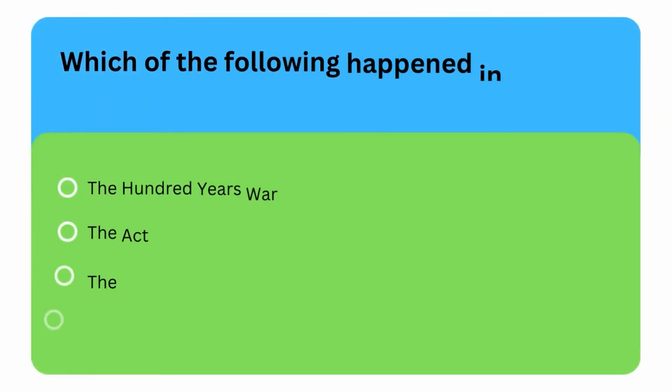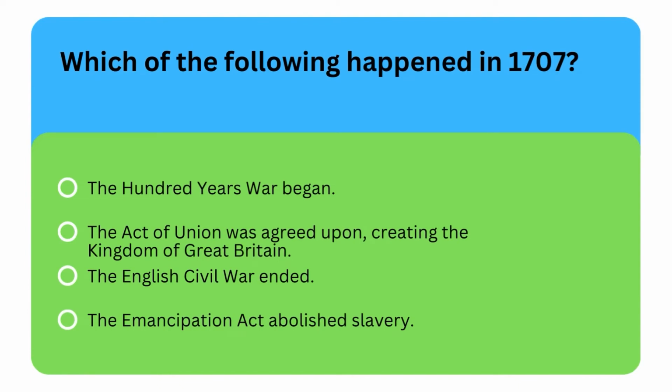Next question is, which of the following happened in 1707? Options are the 100 Years' War began, the Act of Union was agreed upon creating the Kingdom of Great Britain, or the English Civil War ended, or the last option is the Emancipation Act abolished slavery. So the correct option is second option. The Act of Union was agreed upon creating the Kingdom of Great Britain in 1707.